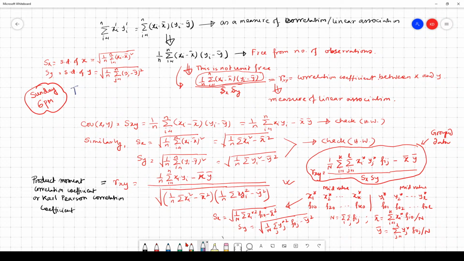So we will discuss in my next class the properties of the correlation coefficient. And if time permits, then we start discussing regression analysis for the bivariate case. Thank you, Pritam.